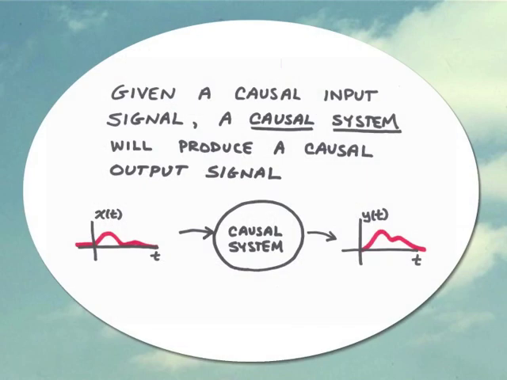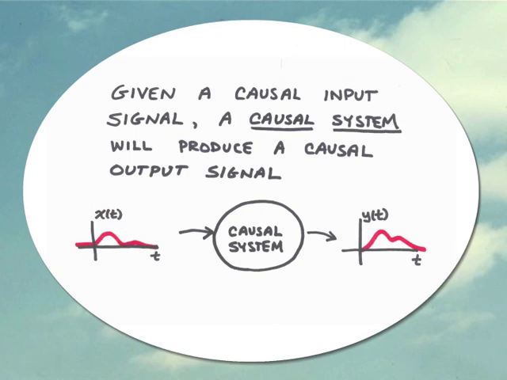Let's remember again what a causal system is. In a causal system, the output at the current time depends only on the current input and previous inputs. It does not depend upon future inputs. So here's an important fact. Given a causal input signal, a causal system will always produce a causal output signal.